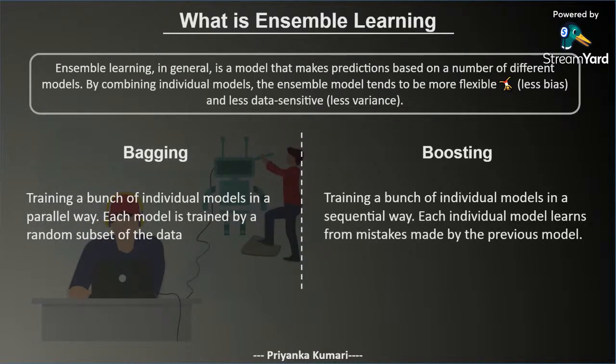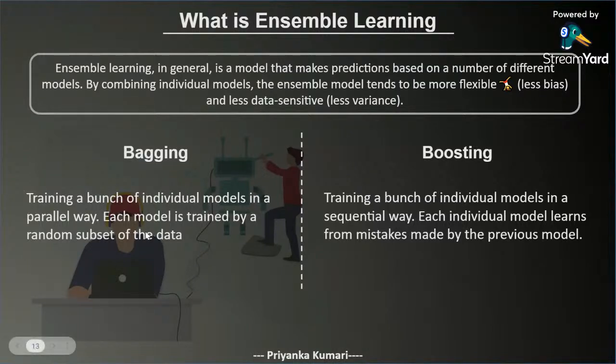So in this, there are two terms, which are bagging and boosting. Let's first see what is bagging. Bagging is basically training a bunch of individual models in a parallel way, and each model is trained by a random subset of data. So what does it mean?